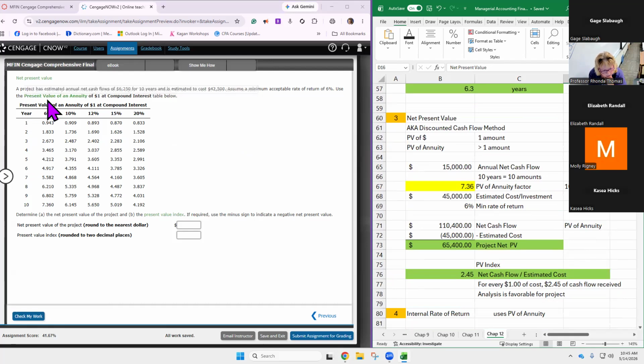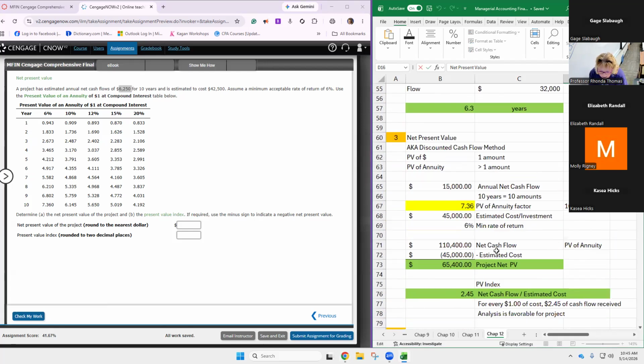All right, let's read through it. A project has estimated annual net cash flows of $6,250 for 10 years and is estimated to cost $42,500. All right, so they're projecting a cash flow of $6,250 over the next 10 years, but we've got to make an investment of $42,500. All right, so we're going to put this in as an annual cash flow because this is an annuity.